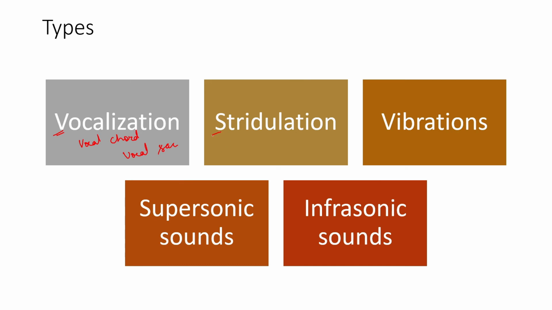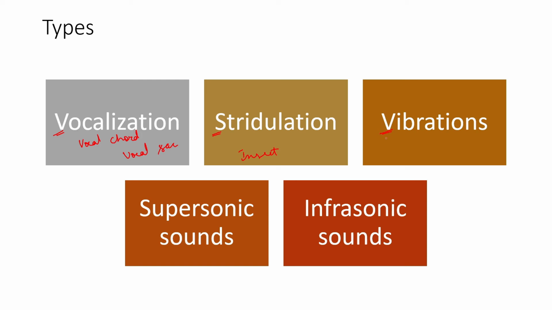Then there is stridulation. Stridulations are movements of different body parts, or repeatedly striking a body part, to produce sound. This is pretty common in insects, like the chirping of crickets and grasshoppers. They usually tap their wings and legs together to produce different sounds. That is called stridulation.